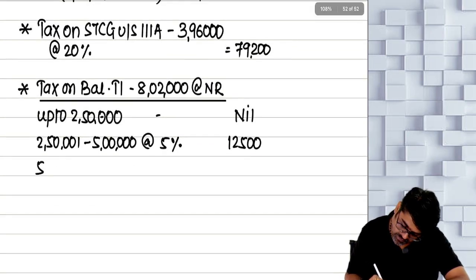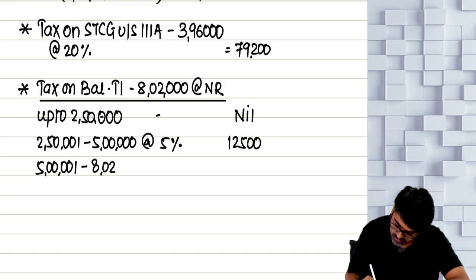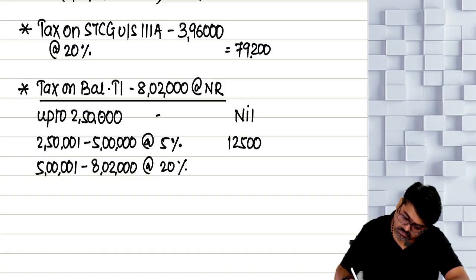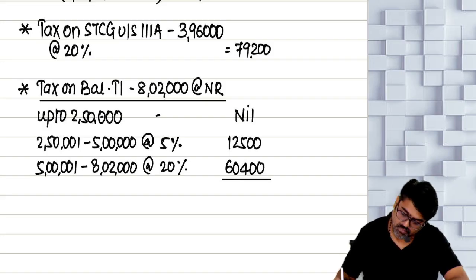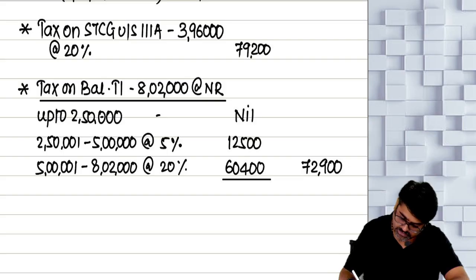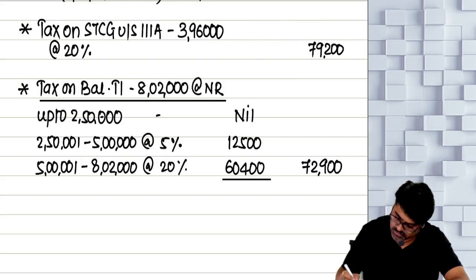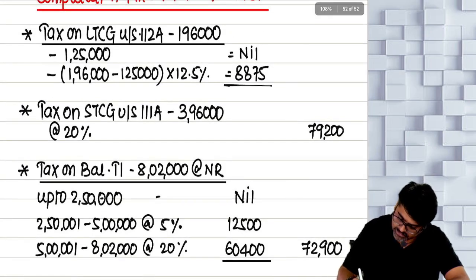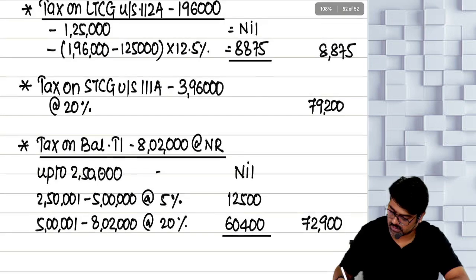On 5 lakh to 8 lakh 2,000, it will be 20%. How much? 60,000. Add both of them. 72,900. And this I will directly write in the outer column. 79,200 directly in the outer column. And what is the total here? 8,875. This also in the outer column. Yes or no? 8,875. Now calculate the total tax.